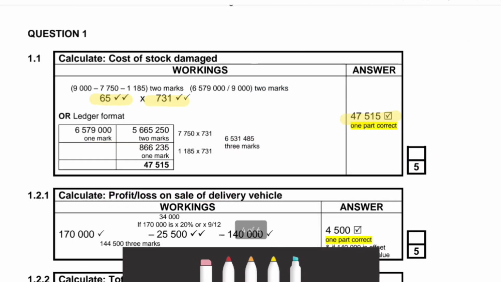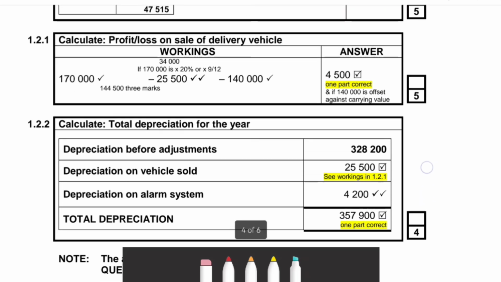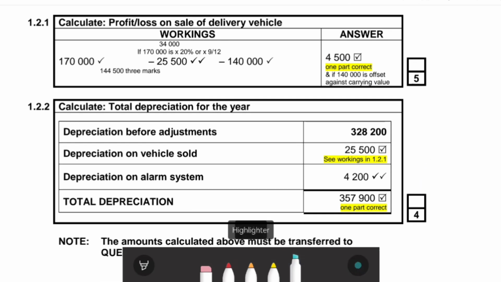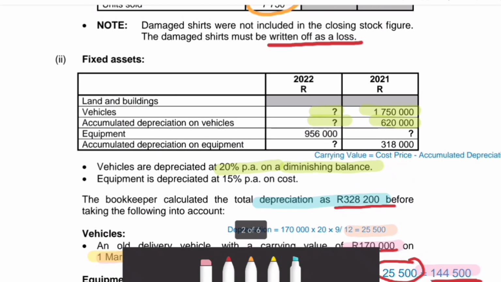Just in case you wanted to see how you were asked to format your answers on your answer booklet, this is the table that you were required to fill: depreciation for the sold and depreciation for the alarm system. This will give you a total depreciation of $357,900, including the one that the bookkeeper had already calculated. So we've worked out the total depreciation as per the question requested.